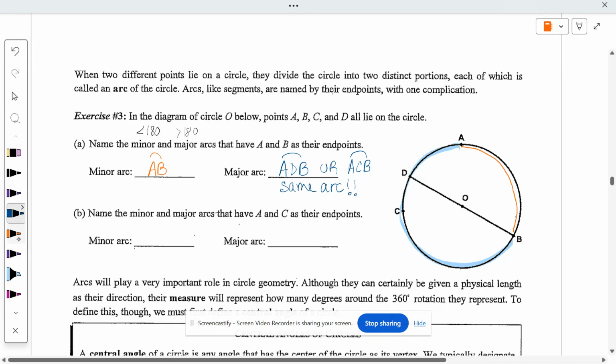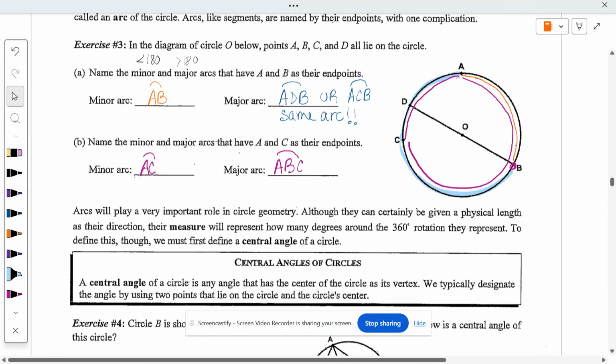Name a minor arc and a major arc that have AC as their endpoints. So minor arc, AC. Major arc, ABC. Now notice that there's only 1 point that lies in between A and C on the major arc, so I don't have to choose any other name for that.